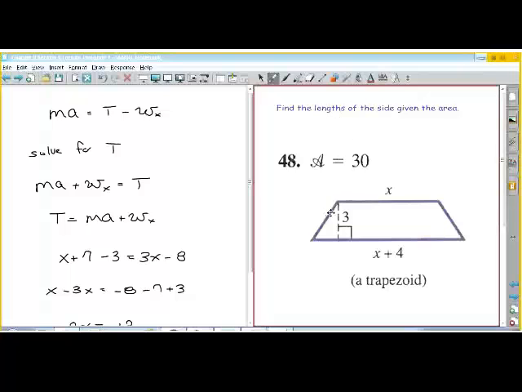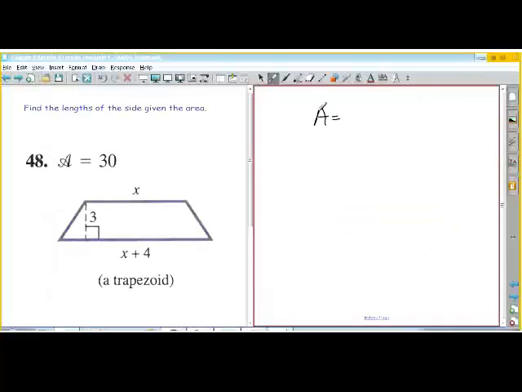Okay, so you got some more of these things where you have to use. You're given the area, so you just have to identify the appropriate equation. The area of a trapezoid is 1/2 the height times the sum of the two bases. So all we do is plug it in. 30. There's no units on it. So 30 is the left-hand side. You have 1/2 the height. The height is 3. The small base is x. The big base is x plus 4. And then you just have to solve for x.